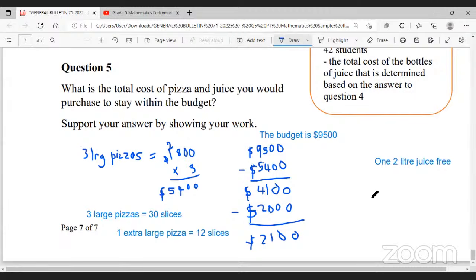So for 10 2-liter juices, the 2-liter juice is $200. And 10 of those would be $2,000. Literally, I'm in budget. I only have like $100 left. 0 times 0, 0. 0 times 2, 0. 0 for placeholder. 1, 0, 0. 1, 0, 0. 1 times 2, 2.